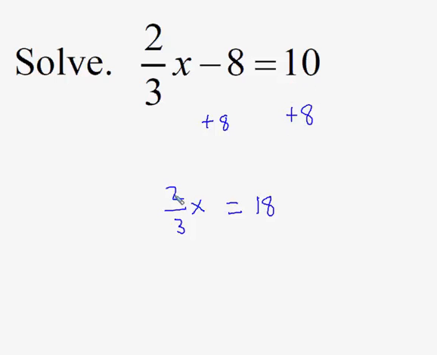Because the x is being multiplied by 2/3, one way to solve for x is to multiply by the reciprocal, which basically means to take the fraction and switch the numerator and denominator, so you would be multiplying by 3/2.